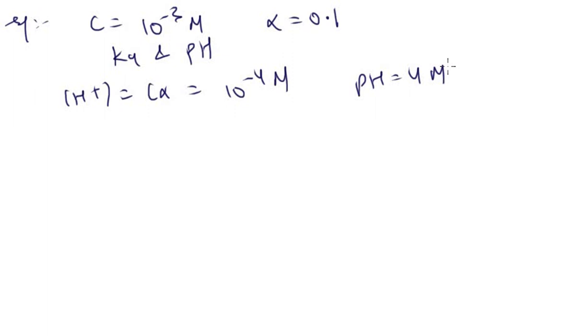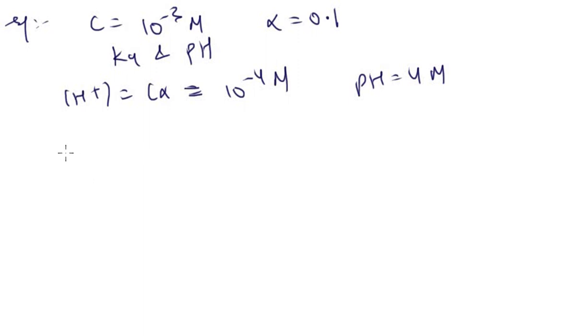Right, we have calculated the pH. Now we need to calculate the Ka. We easily calculated the pH, which is simply C alpha. Alpha is 0.1, which is given, so we do not need to compare or calculate it. So H plus is C alpha.